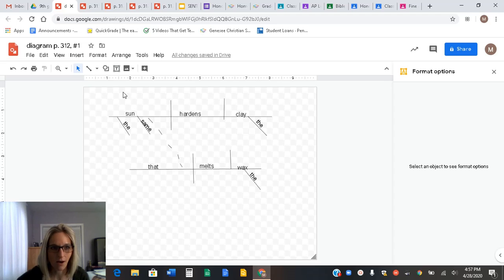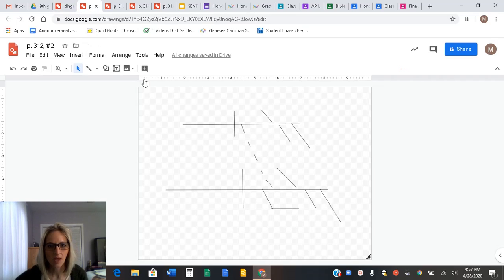Let's look at number 2. Before Newfoundland became a Canadian province in 1949, it was a British colony. All right, what are you putting brackets around? I hope you're putting brackets around before Newfoundland became a Canadian province in 1949. That is my dependent clause. Even though it comes first in the sentence, I'm not diagramming it first. I'm going to diagram my independent clause first, which is it was a British colony.